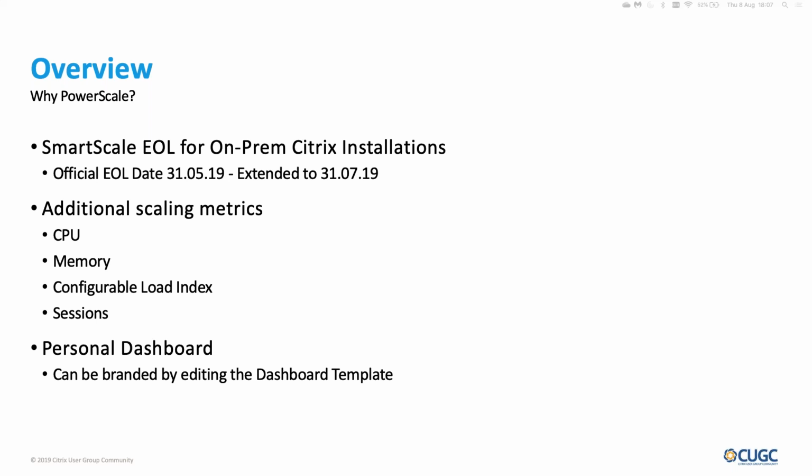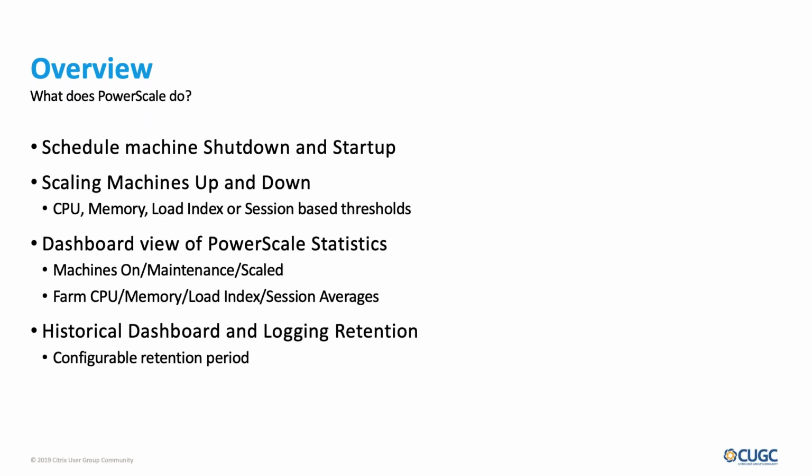That script later got quite complicated with a few more features, and I added things like scaling metrics. With SmartScale, you could only scale with certain metrics, and your load index had to be 1,000, I think, or 10,000, for it to scale. So I added the option to scale by CPU, memory, load index, and sessions. I also added a dashboard to the product, so you can see historically what it's doing, whether or not you've got machines scaled on, and how many you've got switched on at certain times. That can also be branded.